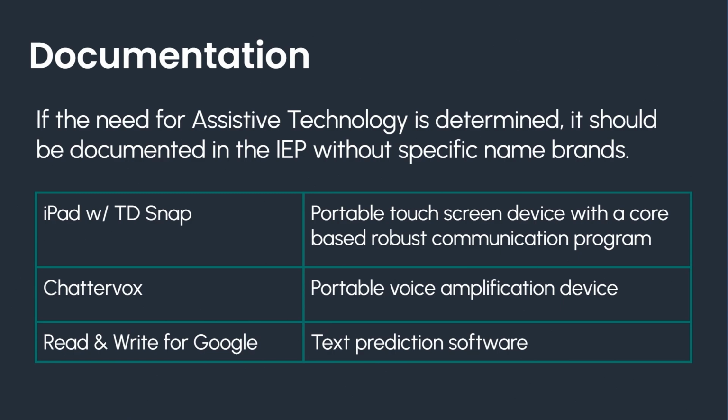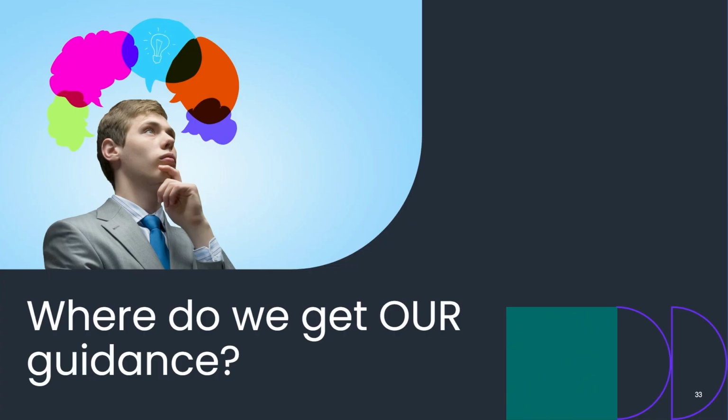So like a chatterbox might be a portable voice amplification device, or that read and write, again, like I mentioned, might be a text prediction based software. So where do we want to get our guidance from? Because IDEA and some of those other laws don't go as specific as all of this, right?